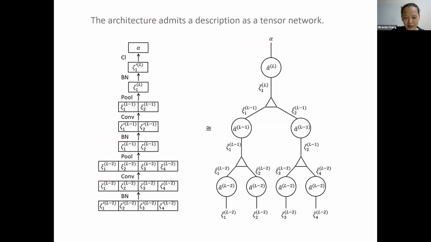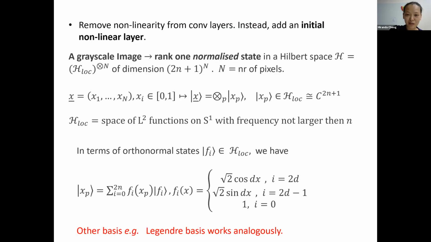Okay, so the architecture on the left with batch normalization and convolution can be described as a tensor network as a result. I'm not going to go through the details, but in the initial layer we map a grayscale image. You can also do a color image, but this is what we do for the sake of simplicity. We map it to a normalized state, so norm 1 in the Hilbert space that is a tensor product of the local Hilbert space, just like in a quantum many-body system, where big N is the number of pixels.